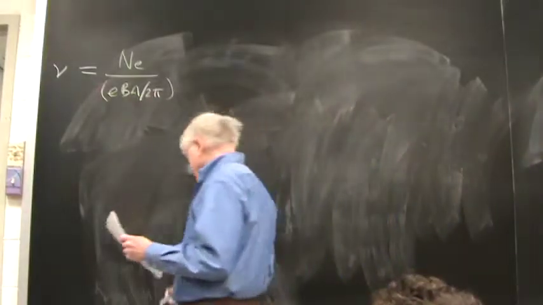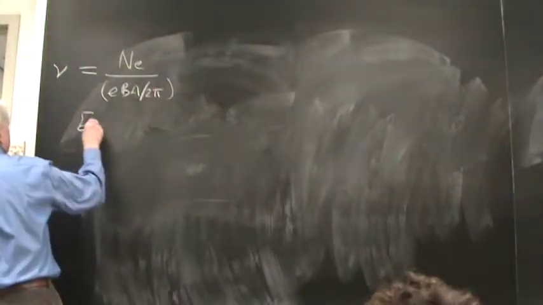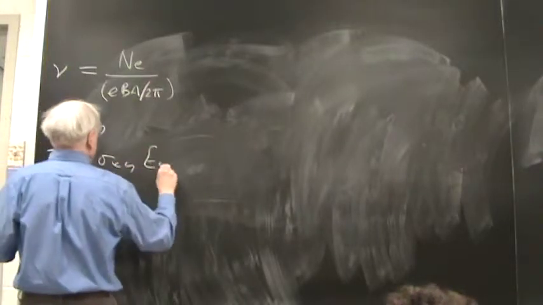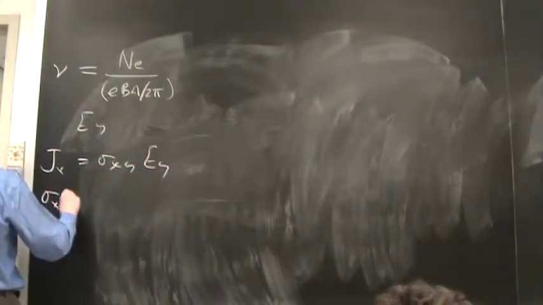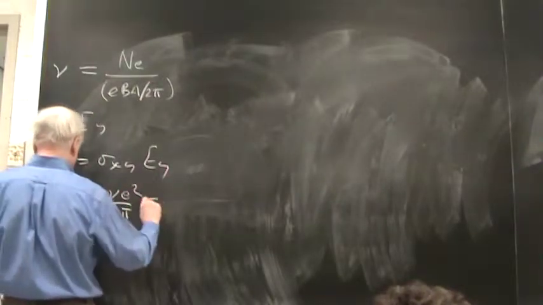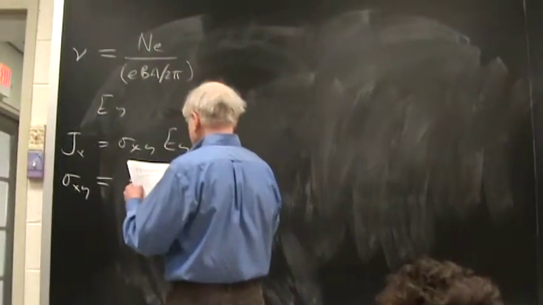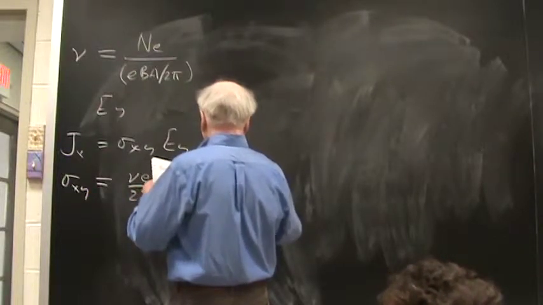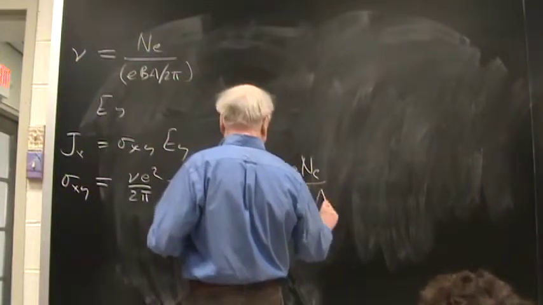All right, now, if you have an electric field E_y, you have a current in the x direction, which is sigma_xy E_y. And this sigma_xy turns out to be nu e squared over 2 pi, which is e squared N_e over 2 pi eBA, and then 2 pi here, and this is all together e N_e divided by BA.